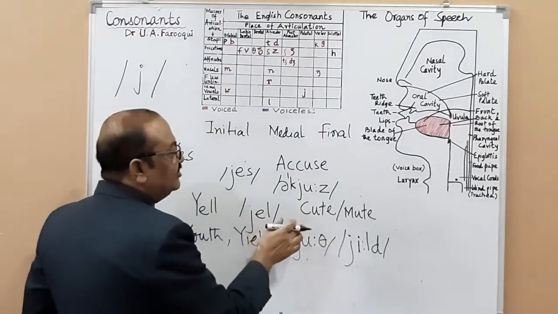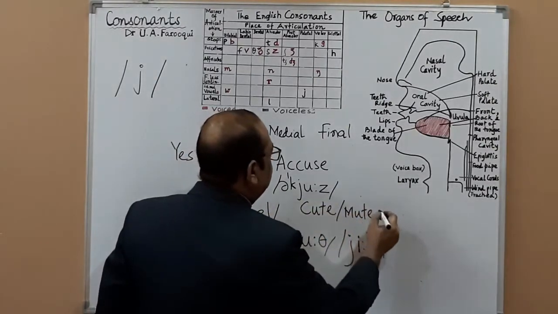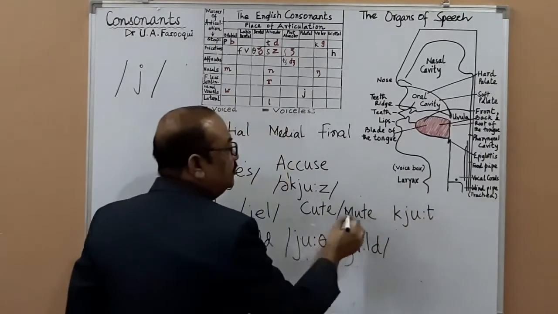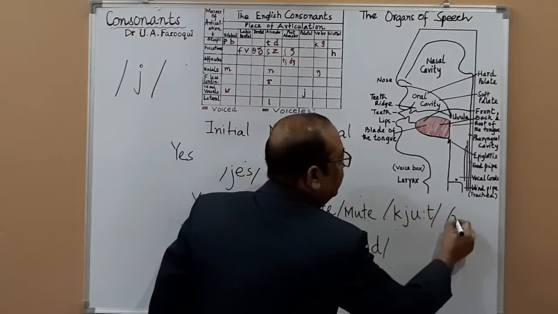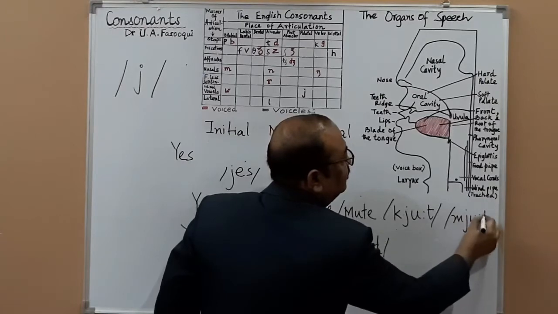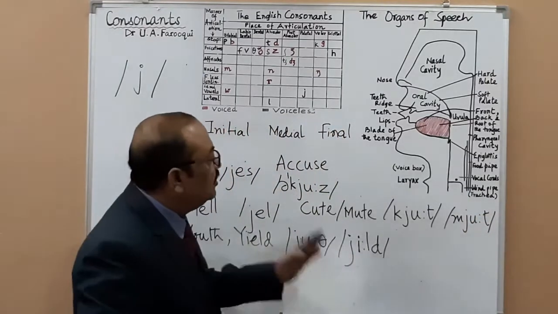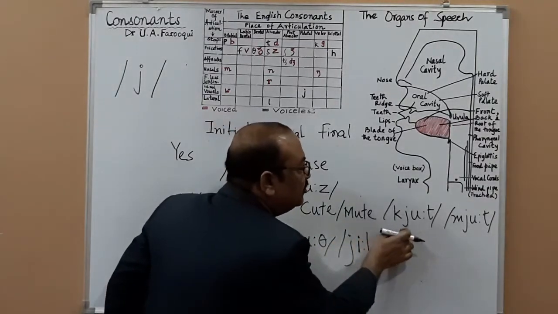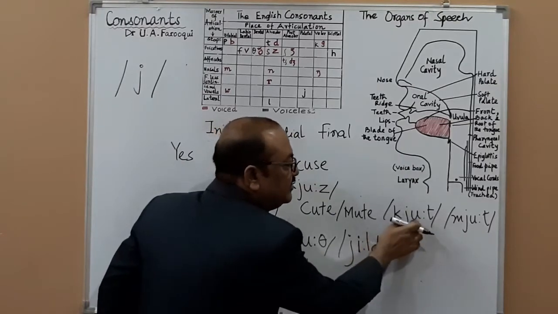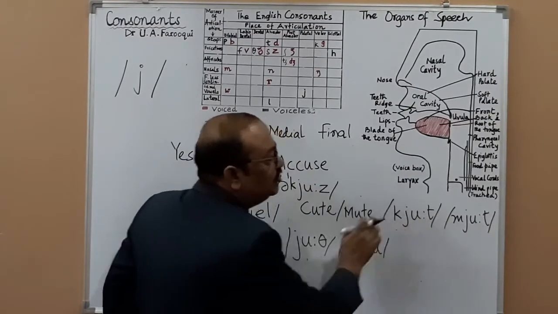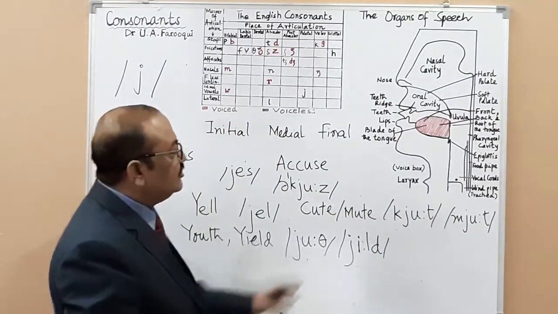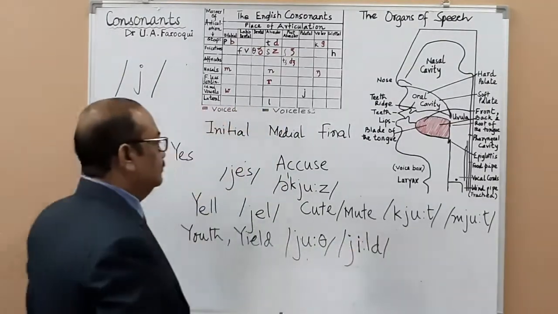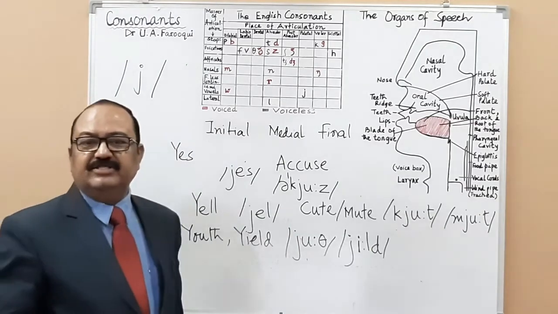If you are talking about medial occurrence, you can write this. Cute, you can write like this. Mute, you can write like this. Now see, this is when we say that this is not syllabic. That means it is not forming a syllable of its own. It is dependent on the syllable, so it occurs only at the boundary of the syllable. It does not form an independent syllable. Is it okay? So cute, mute. These two examples. Yes, sir.